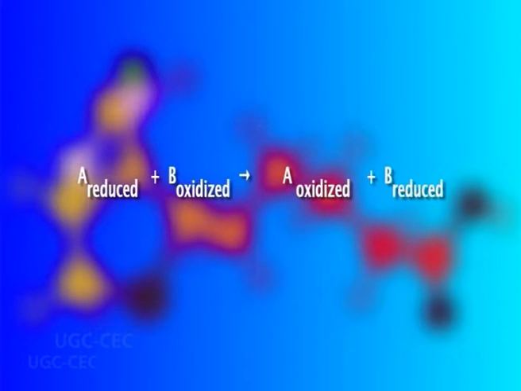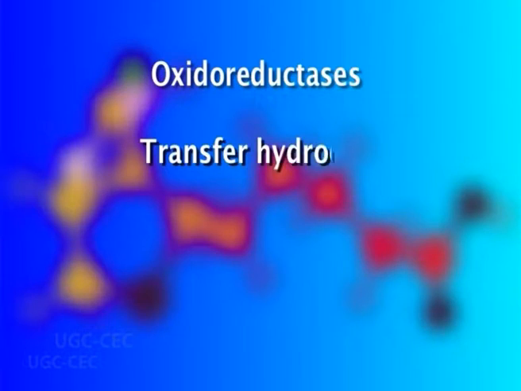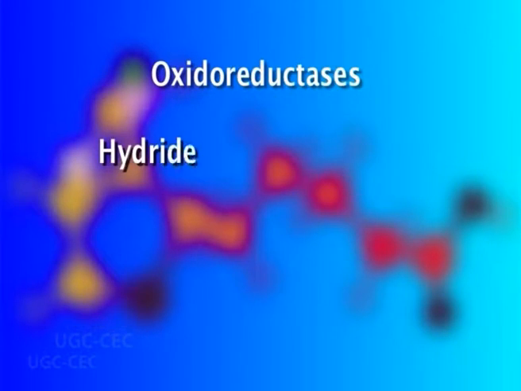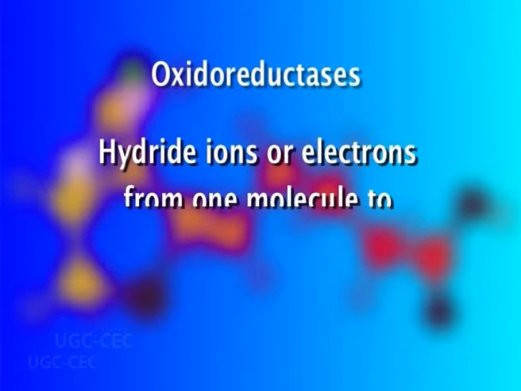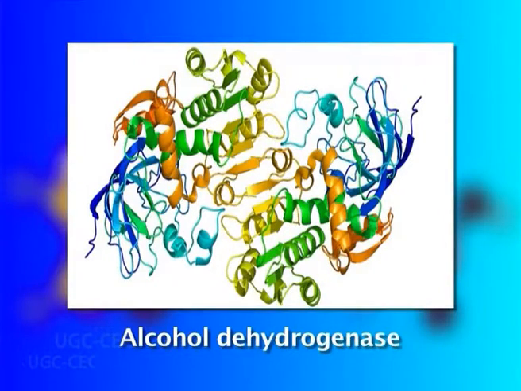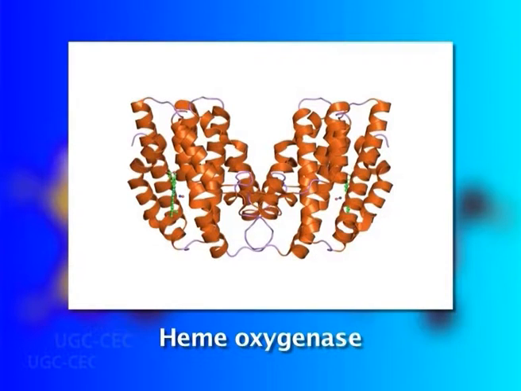Oxidoreductases. Oxidoreductases bring about redox reactions or oxidation-reduction reactions involving transfer of hydrogen or oxygen atoms, hydride ions or electrons between the molecules, that is from one molecule to another molecule. Some of the common examples of oxidoreductases are alcohol dehydrogenase, cytochrome oxidase, and heme oxygenase.